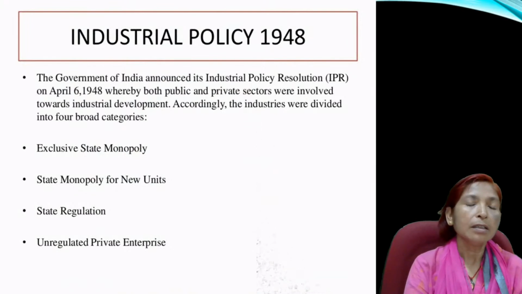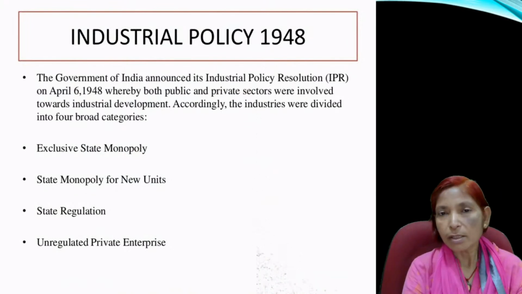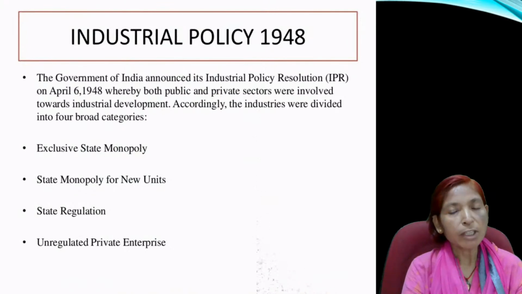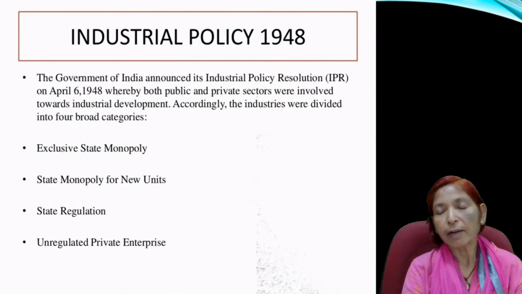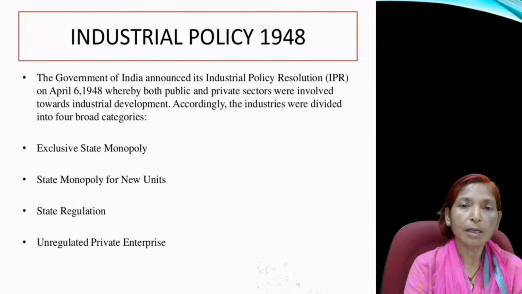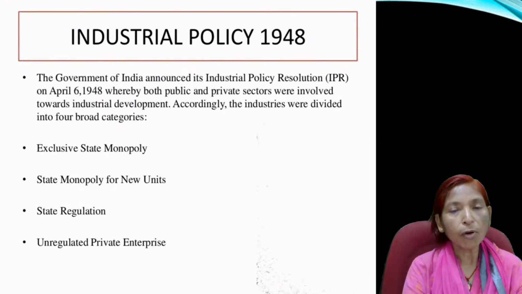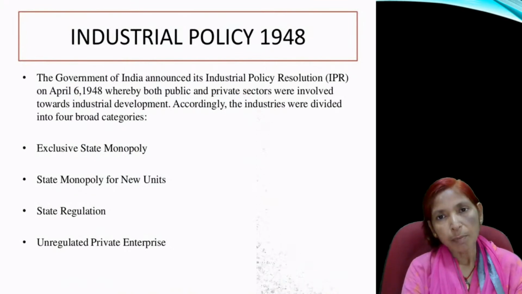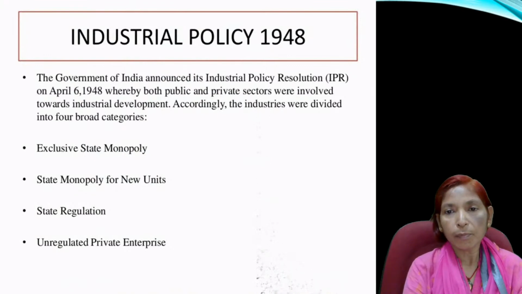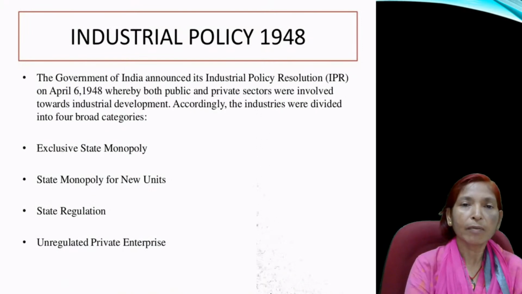It means, you know that when India got independence in 1947, then India followed which economic system? Mixed economic system. And mixed economy is that economy in which both sectors, public and private, coexist. So the mixed economic system was followed by each and every industrial policy resolution. But first of all, in the first industrial policy which was launched in 1948, both public and private sector were involved during industrial development.